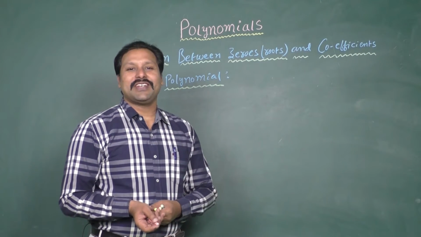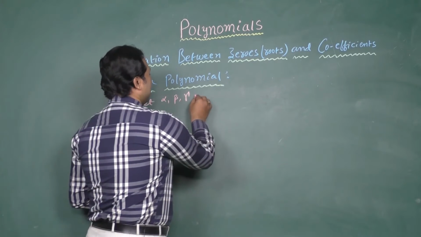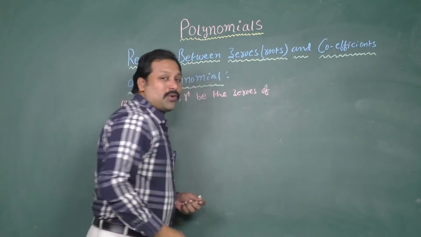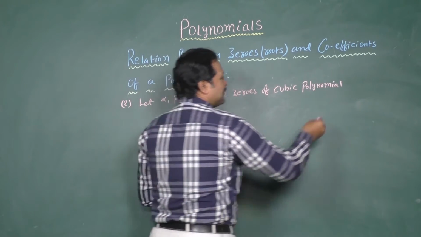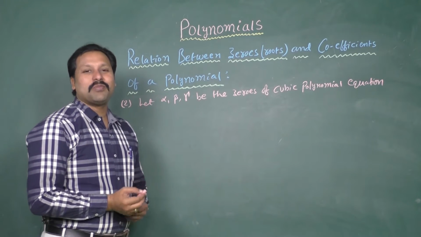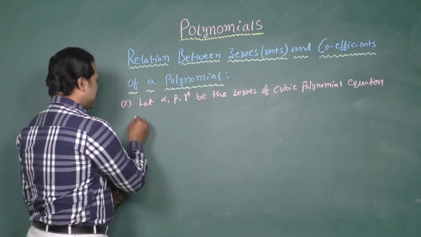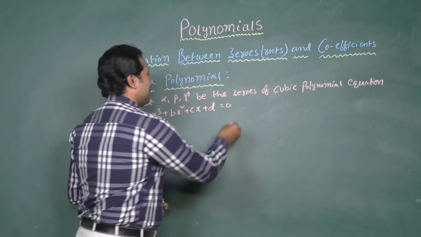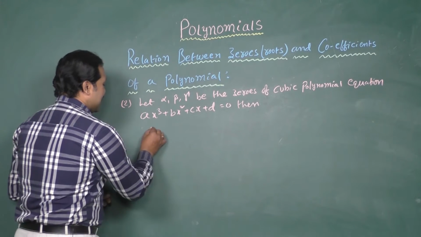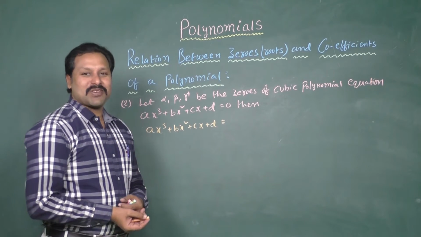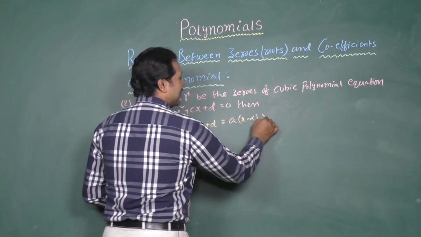Let alpha, beta, gamma be the zeros of the polynomial. Which polynomial? Cubic polynomial equation ax cube plus bx square plus cx plus d equal to 0. Then this expression can be written as a times of (x minus alpha)(x minus beta)(x minus gamma).